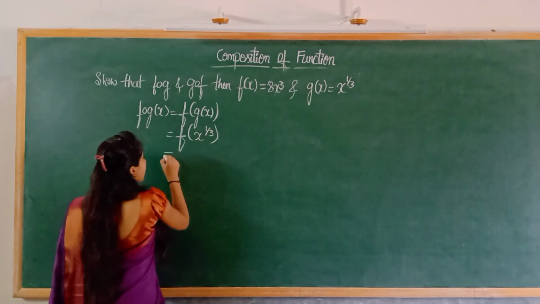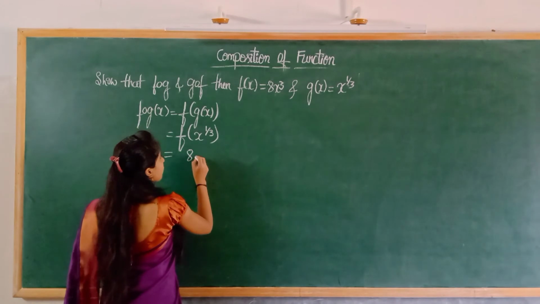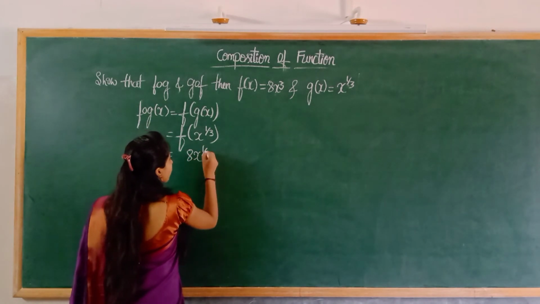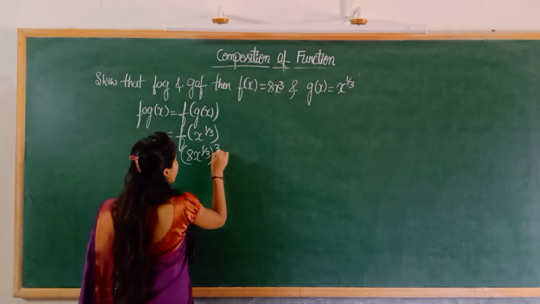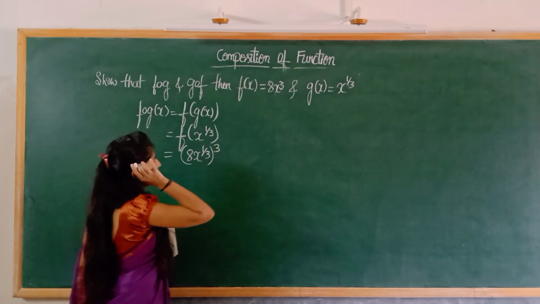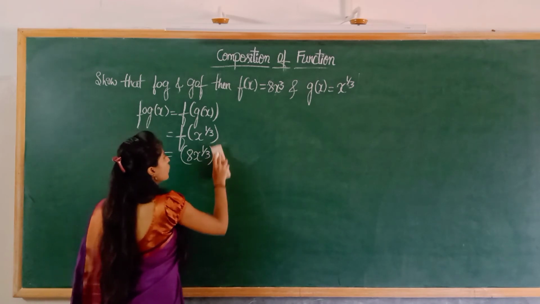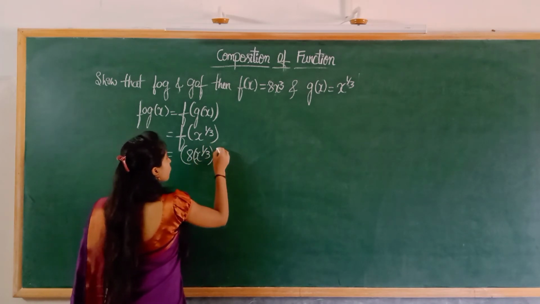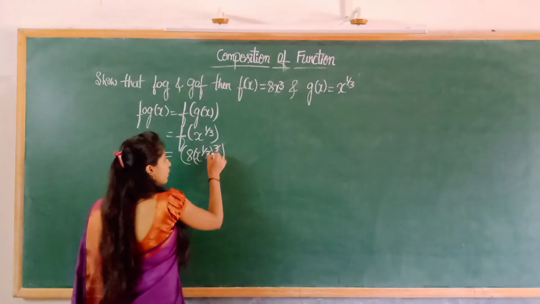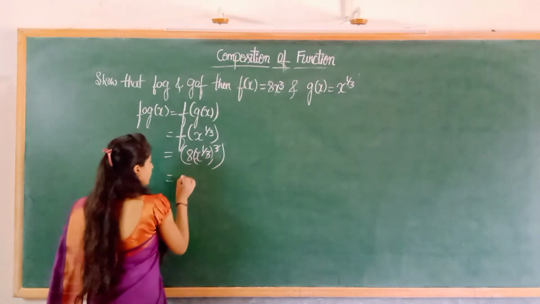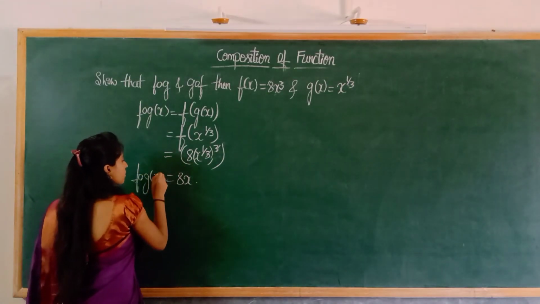Then f of g of x means x to the power of 1 by 3 in the form of f of x. So here it is 8 times x to the power of 1 by 3, whole cube. Right? What will you get then? The 3 gets cancelled, and the remaining is 8x here. So f composition g of x is 8x.